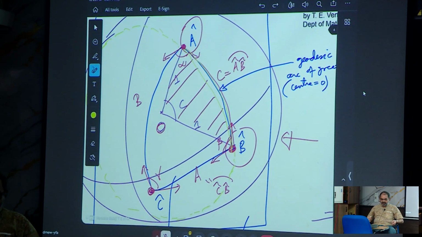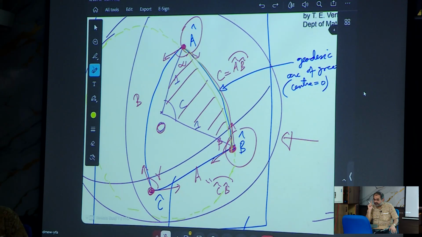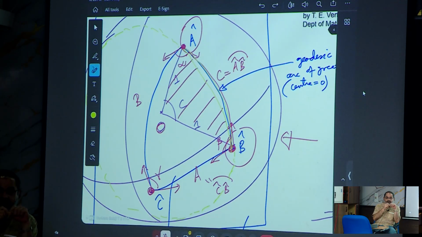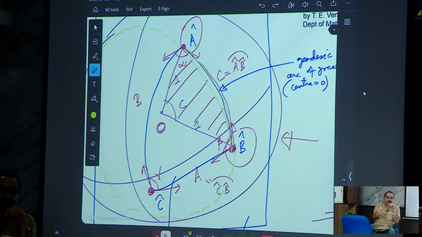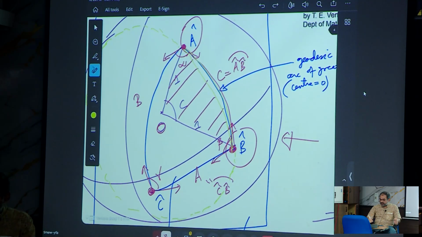All right. So I'm taking this curve from A hat to B hat to be the shorter arc of the great circle, the unique great circle that passes through A hat and B hat. That's unique. And these paths of shortest length on a geometric object are called geodesics. So there is this word called geodesics.